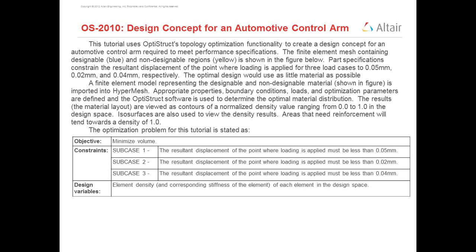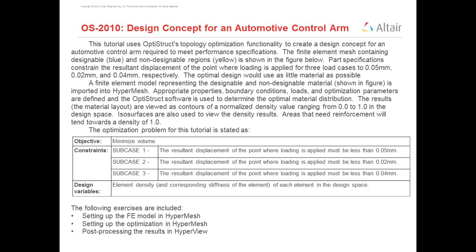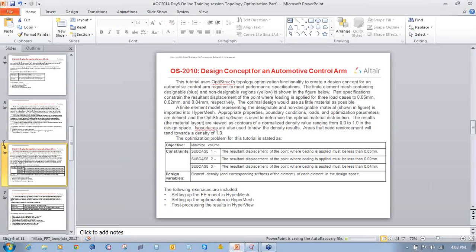The optimization problem for this tutorial is stated as: my objective is to minimize the volume. My constraints are: for subcase 1, the resultant displacement should be less than 0.05. For case 2, it should be less than 0.02. For case 3, it should be less than 0.04. My design variable is the elemental density. In this exercise, we will set up the FE model in HyperMesh, set up the optimization in HyperMesh, and post-process the results in HyperMesh.